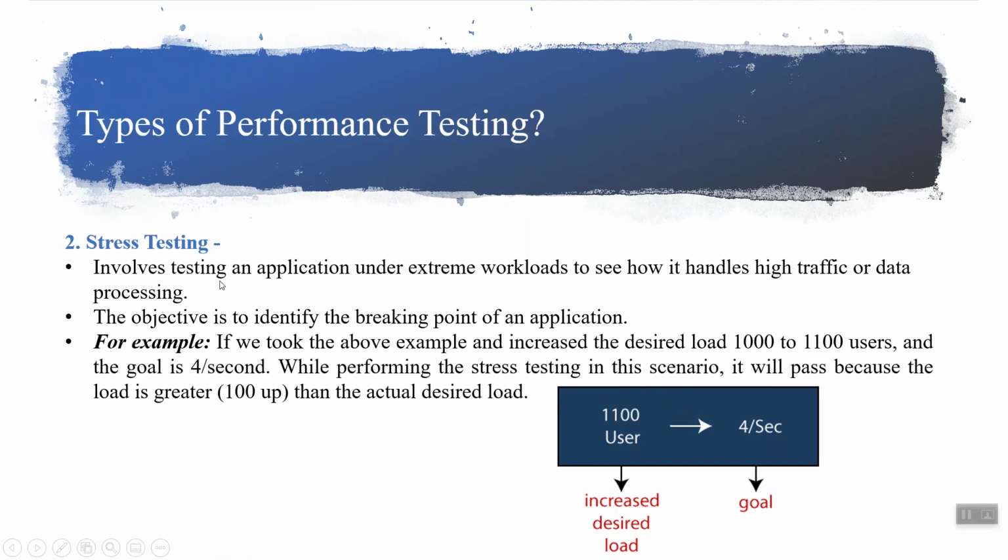It involves testing an application under extreme workload to see how it handles high traffic or data processing. The objective is to identify the breakpoint of the application. One example here: there are 1100 users, which is the increased desired load, and our goal is 4 users per second. If you take the above example and increase the desired load from 1000 to 1100 users, it means we are increasing the desired load by 100, and the goal is 4 users per second.